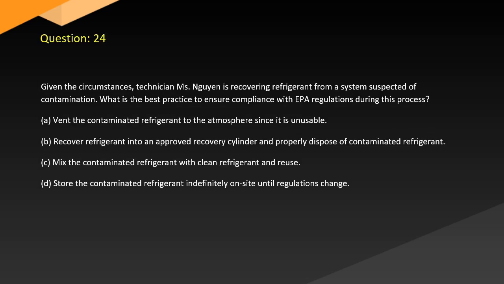Question 24. Given the circumstances, a technician is new and is recovering refrigerant from a system suspected of contamination. What is the best practice to ensure compliance with EPA regulations during this process? A. Vent the contaminated refrigerant to the atmosphere since it is unusable. B. Recover refrigerant into an approved recovery cylinder and properly dispose of contaminated refrigerant.